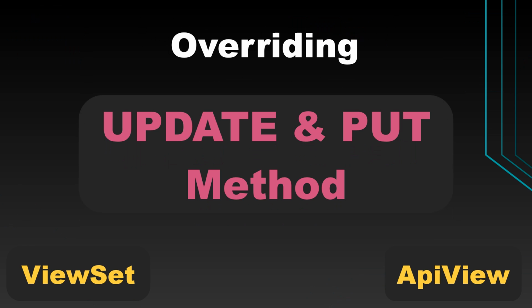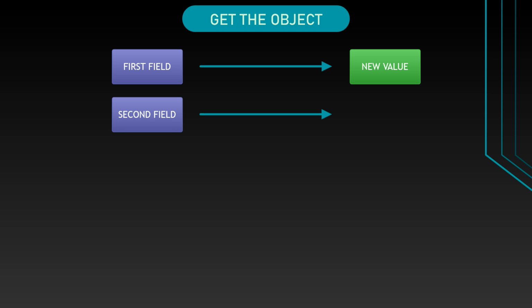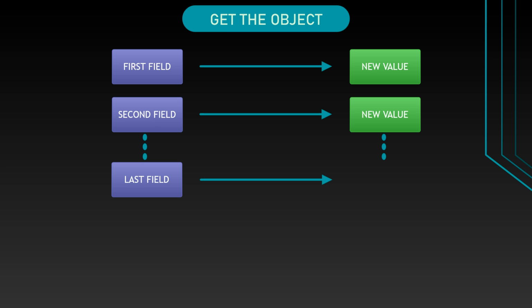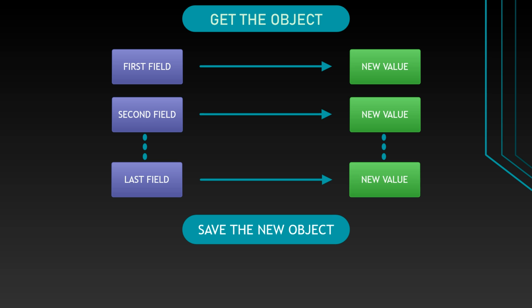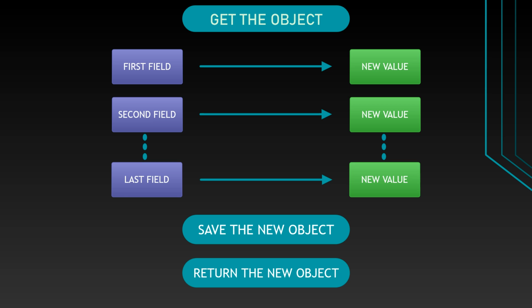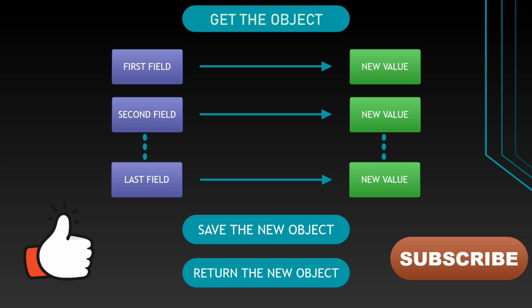Hello everyone, in this tutorial we will override the update or put method, demonstrating what needs to be done when performing a put request to our API. First we get the object that we want to update from our database. Then we take the fields that need to be updated and assign the new values to them. And after that we save the new object and then return the updated object.